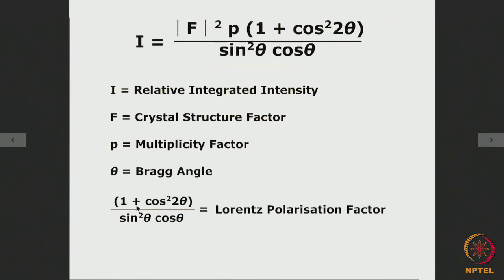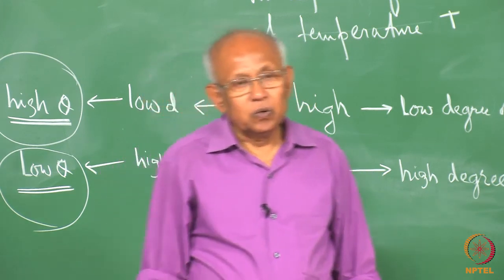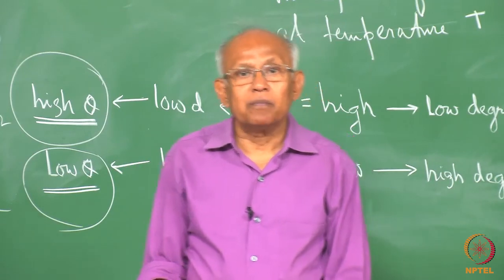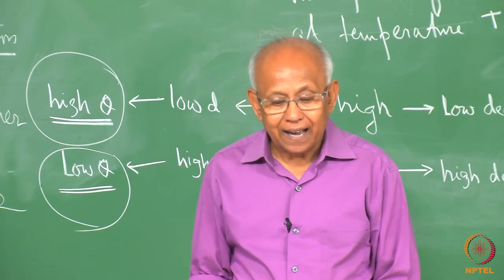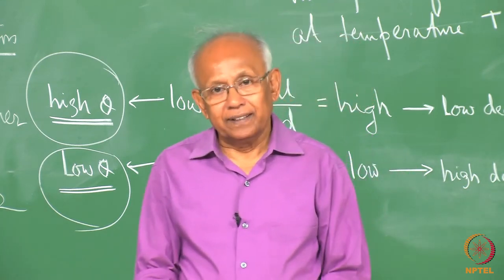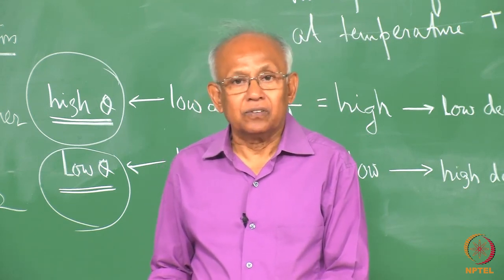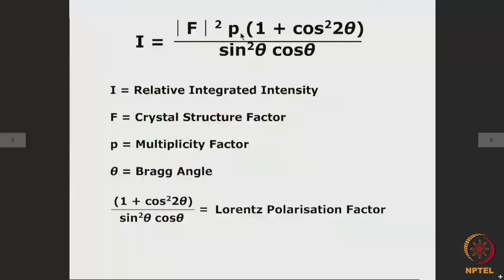So, now for a Debye-Scherrer method, the relative integrated intensity can be written by this expression, where f square is the square of the crystal structure factor. We know that crystal structure factor is an amplitude, so the square of that is the intensity. That is why this will appear in the intensity equation as f square. P is a multiplicity factor. So, if for a particular plane multiplicity is higher, then it will show a higher intensity. A diffraction line for which the multiplicity factor is lower will show a lower intensity. And what about the (1 plus cosine square 2 theta) divided by (sine square theta cosine theta)? This is the Lorentz polarization factor.